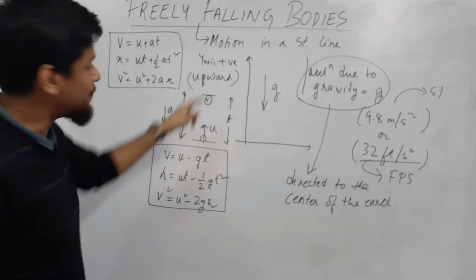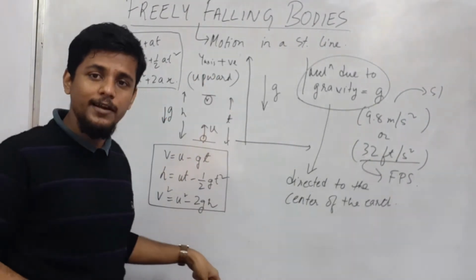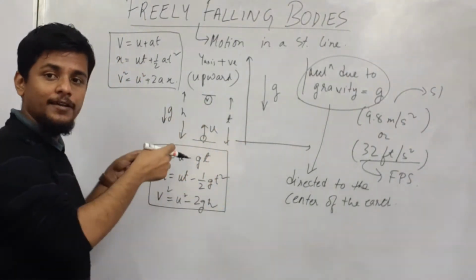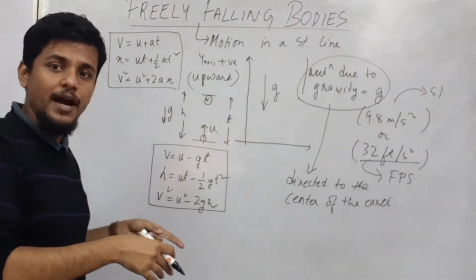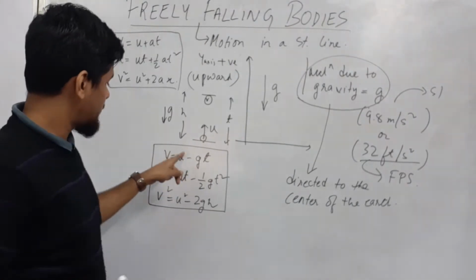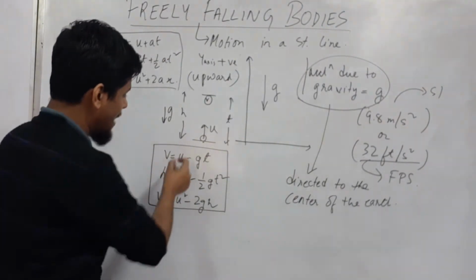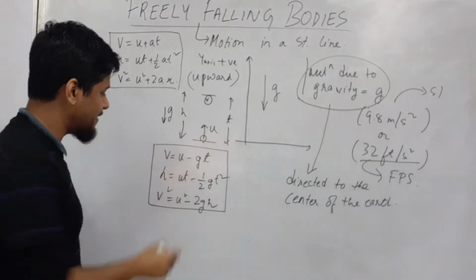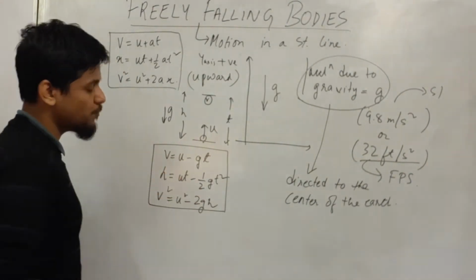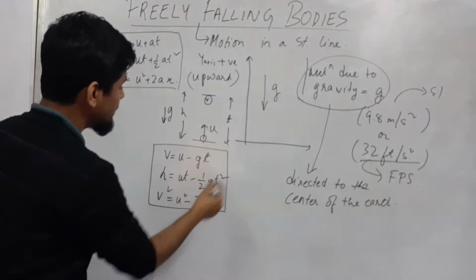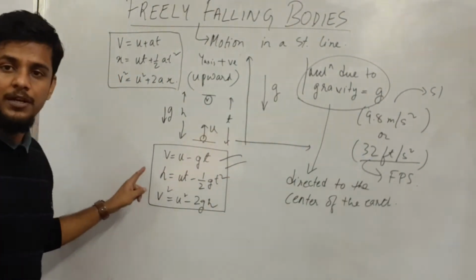Now, had we taken the y-axis to be positive in the downward direction, g and the y-axis would have the same direction. In that case, the minus sign that we put on g would not have been there, and we would have replaced it by plus g. In that case, v would have been equal to u plus gt. But normally this is the established convention that we use.